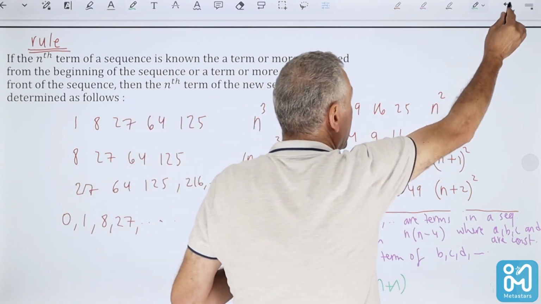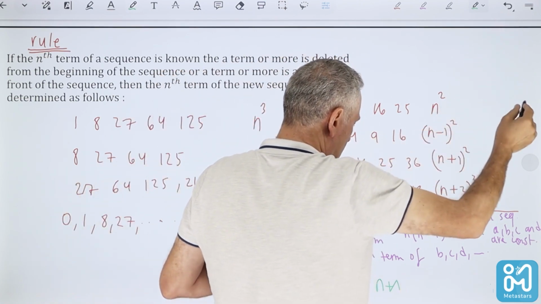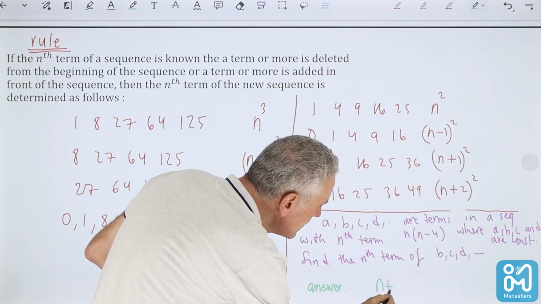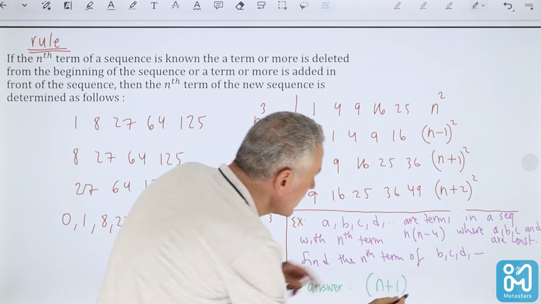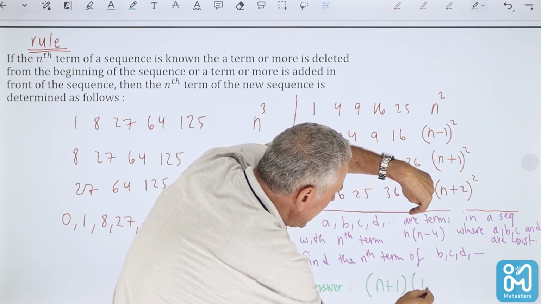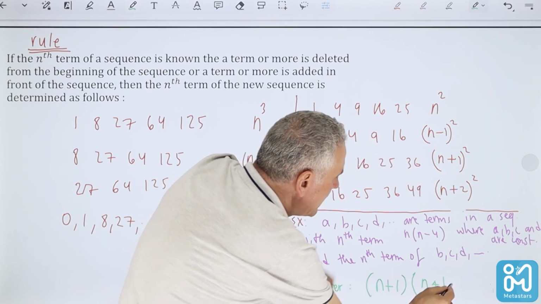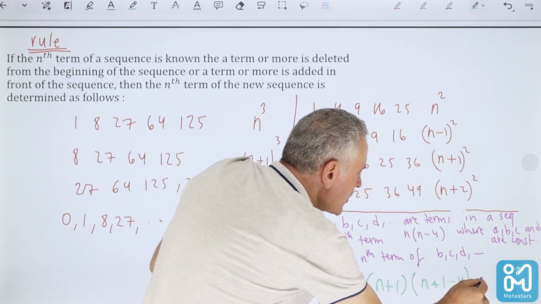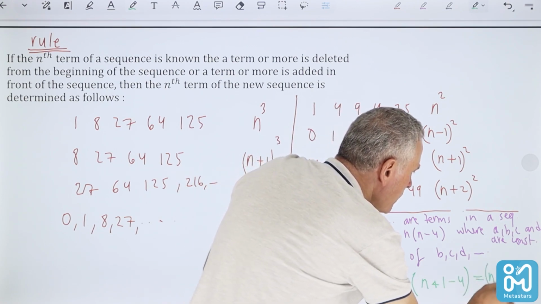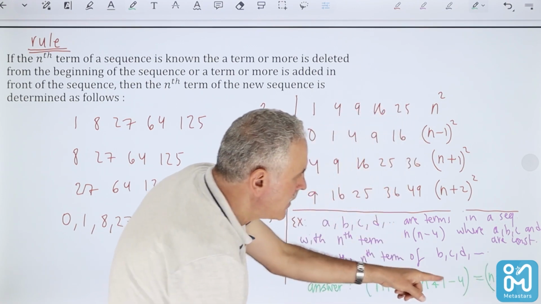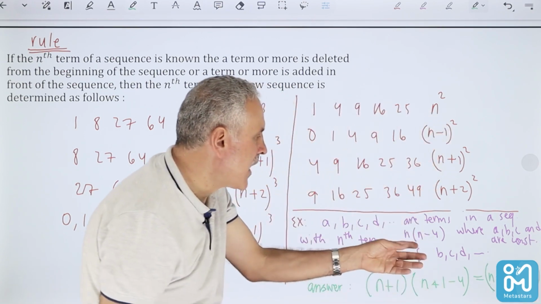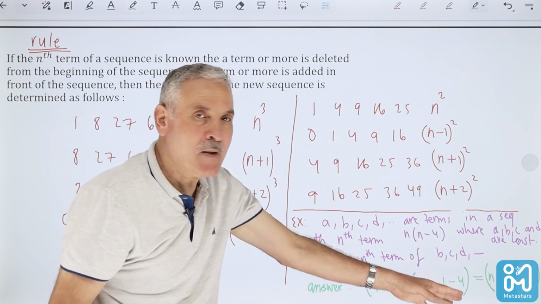Let me just fix it up. N plus 1, that's for this n right here, times, for this n, n plus 1, and then we have minus 4. And you could just simplify if you want to: n plus 1 times n minus 3. So you add 1 to n, you add 1 to n, and this will be the answer.